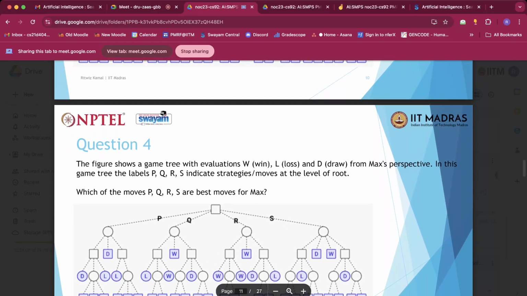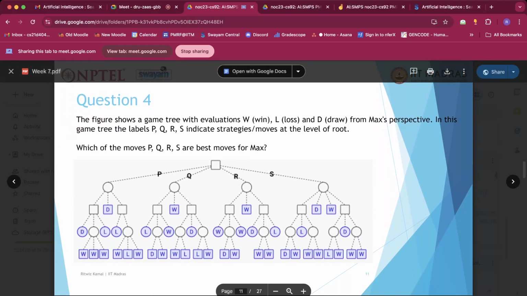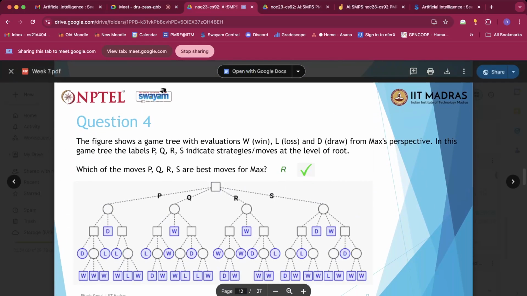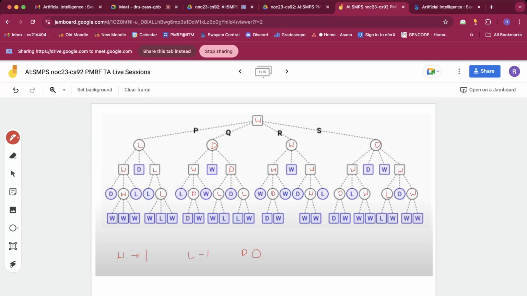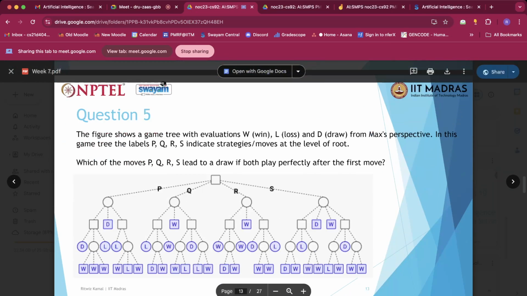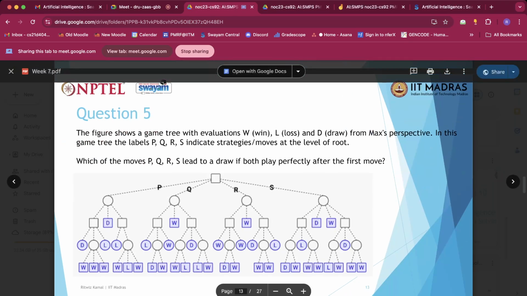And the fourth question, which is also based on the same problem, asked us which of the moves are the best moves for max, and the answer would be R, right? Because that is the only strategy that is leading it to a win. Q and S are leading it to draws, whereas strategy P is leading it to loss. So the best strategy is R, and the ones that lead to a draw are Q and S, that we just saw.